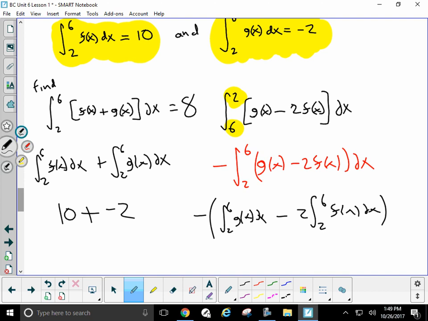Under g, this is negative 2. Under f, this is 10. So I got 20. Negative 2 minus 20 is negative 22. Take the opposite of it. It's positive 22.